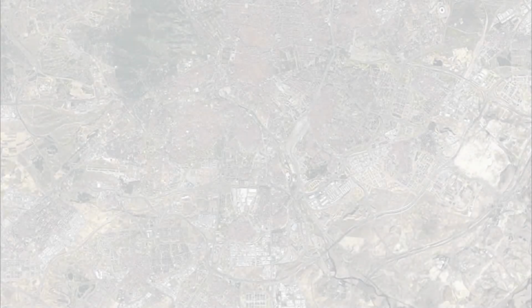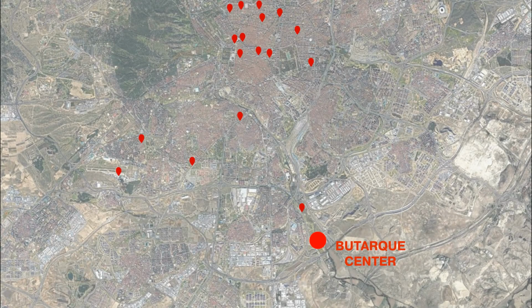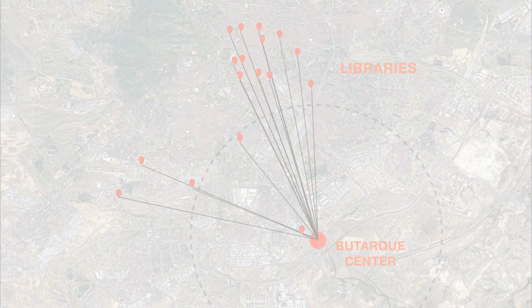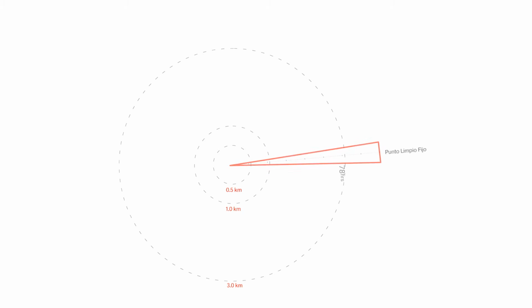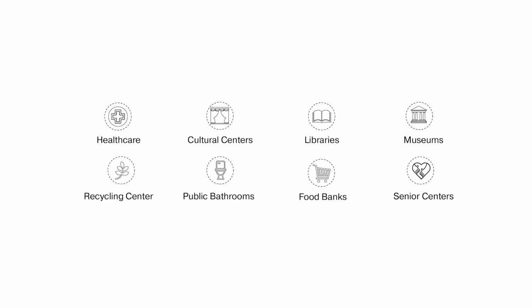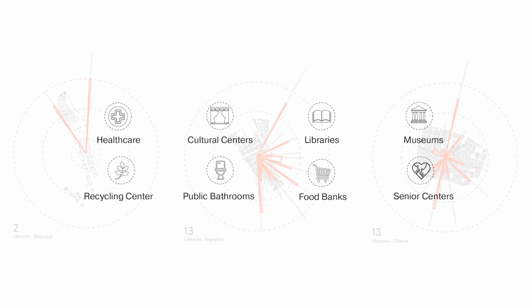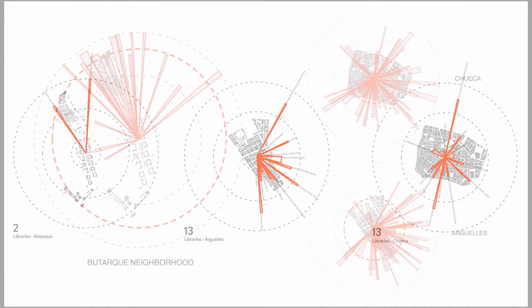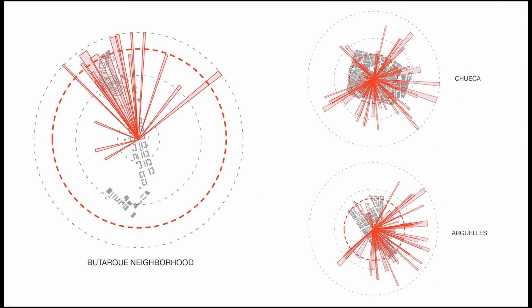High analysis began by mapping public facilities across Madrid. Graphs were then created to represent distance, hours open, and facility size. This analysis was completed for 8 essential public facilities. Butarque's position on the edge of the city forces residents to travel further to these essential facilities in comparison to central Madrid residents.